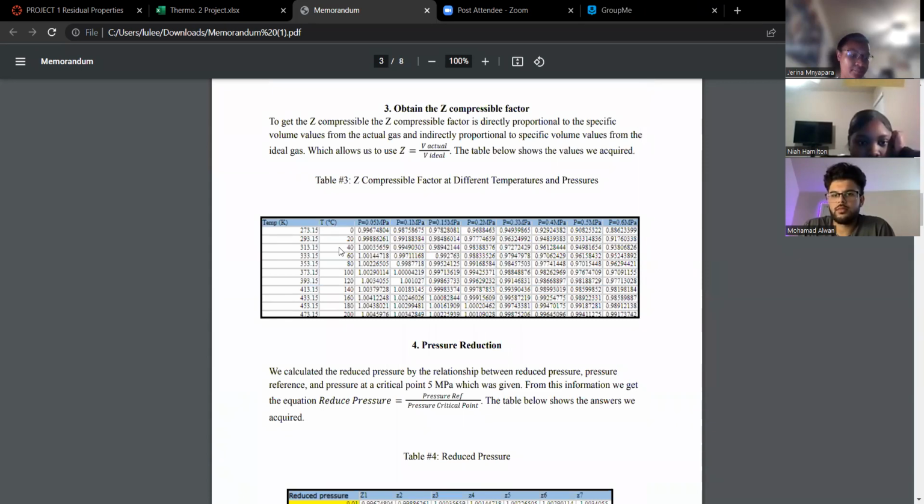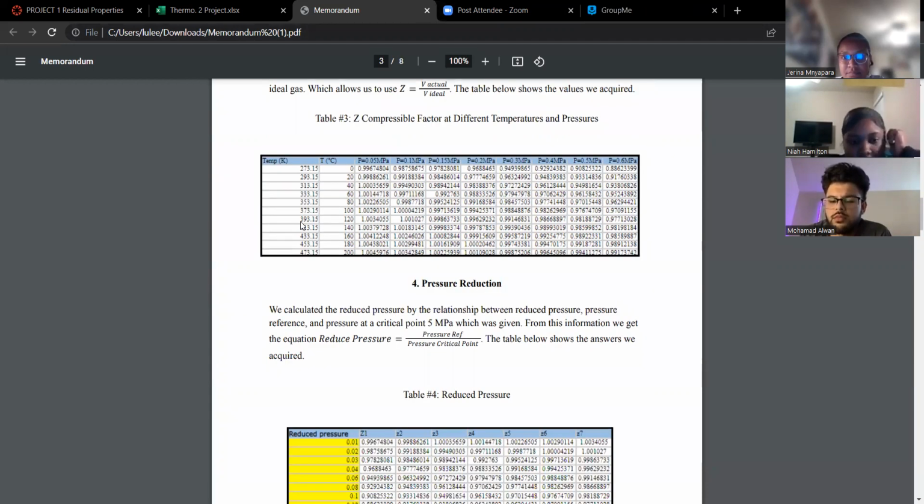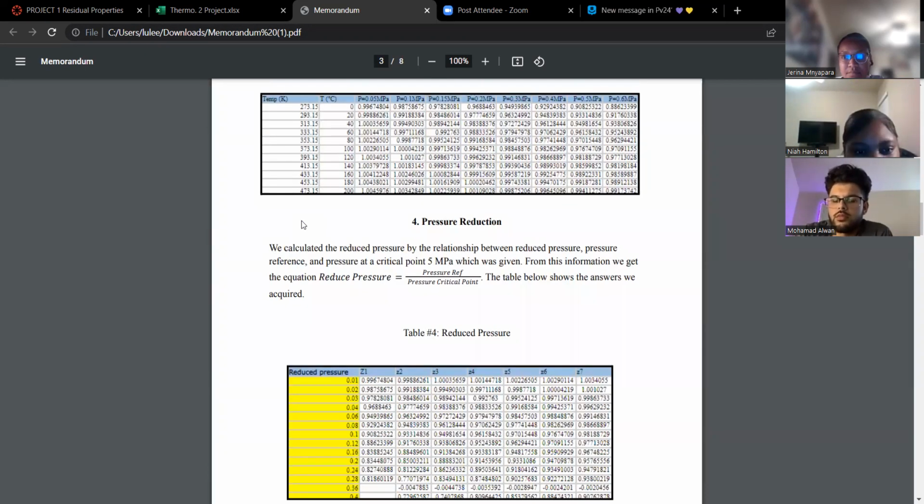Here we have to obtain the Z compressible factor. The Z compressible factor is directly proportional to the specific volume values from the actual gas and inversely proportional to the specific volume values from the ideal gas, which allows you to use the equation V actual over V ideal. The table below shows the values here, again from 0 to 200 degrees Celsius.